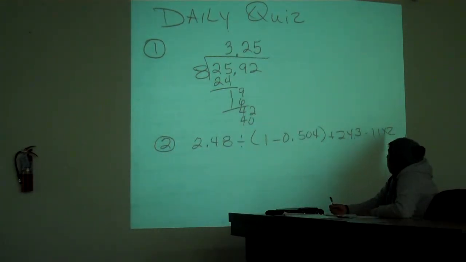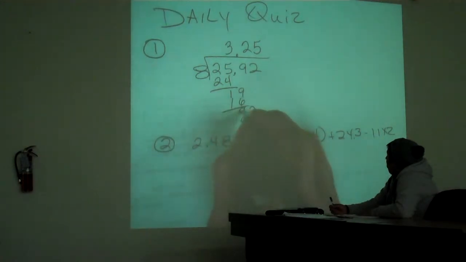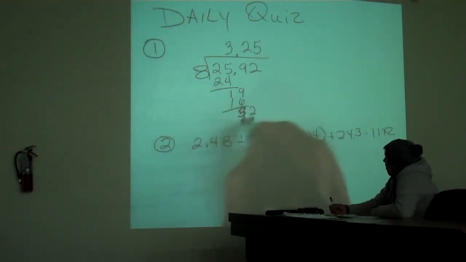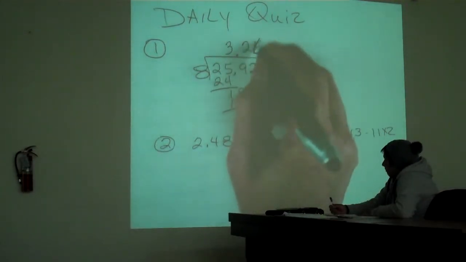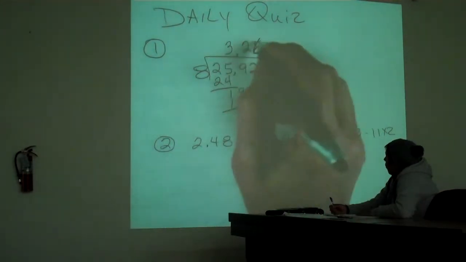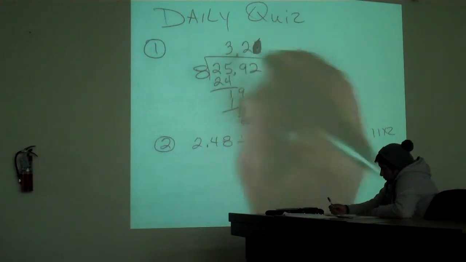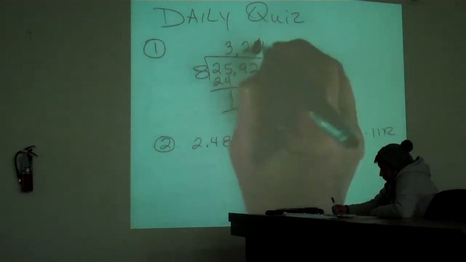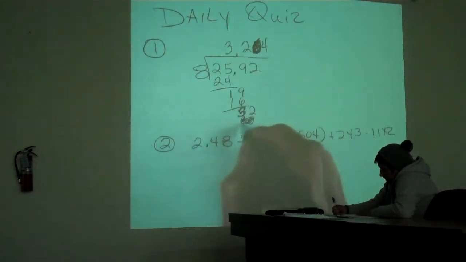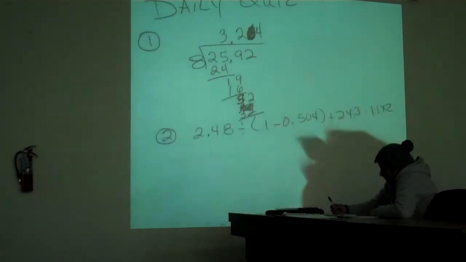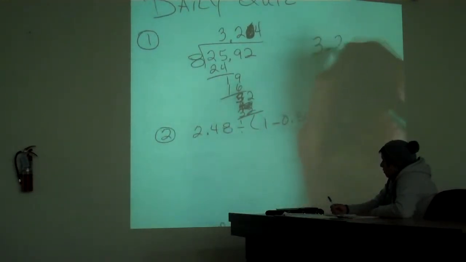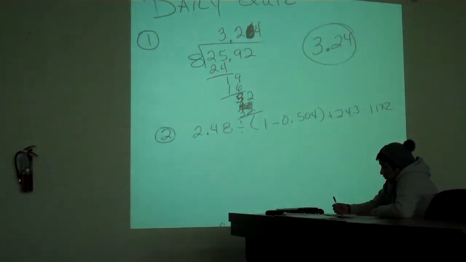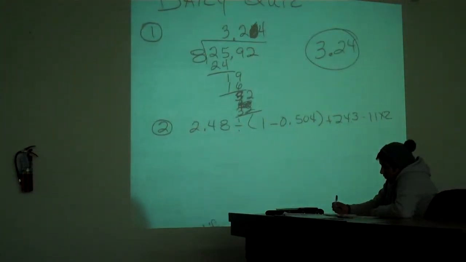What's supposed to be 3? Oh, I'm sorry. I messed up. Okay, so it'd be 6 times 8? No, 4. 4 times 8? There we go. That's 32. Okay, so the answer? 3.24. I don't get the point for that one.